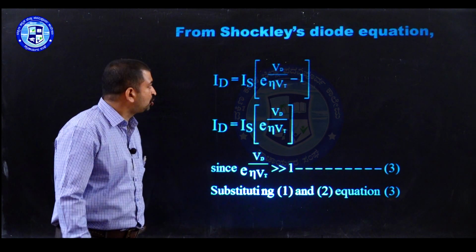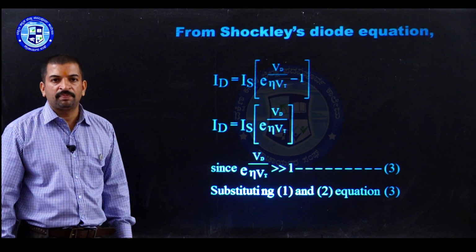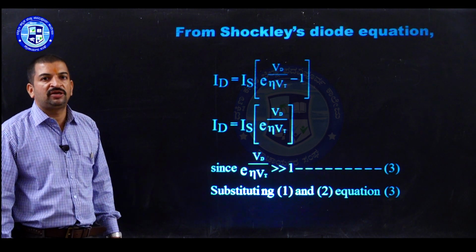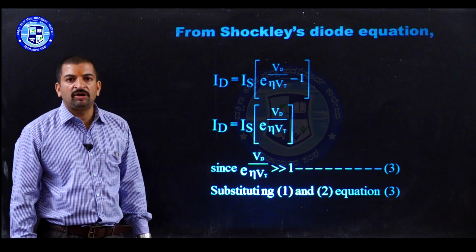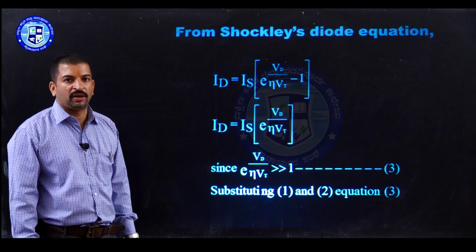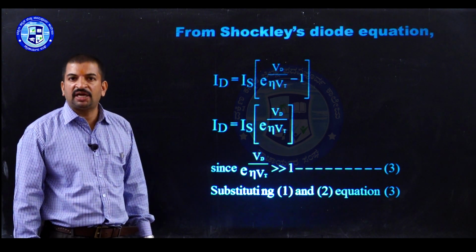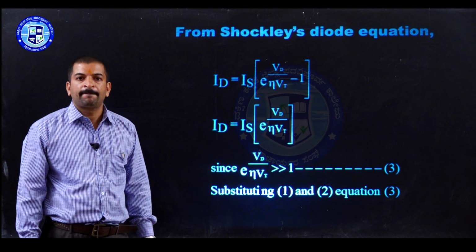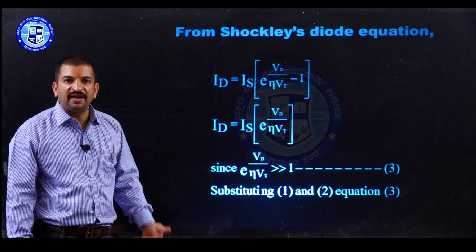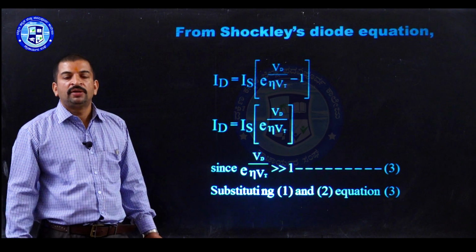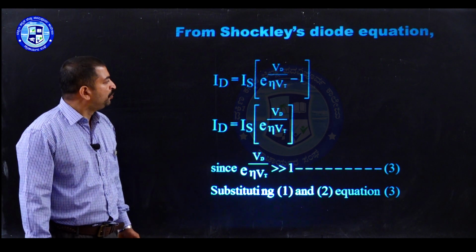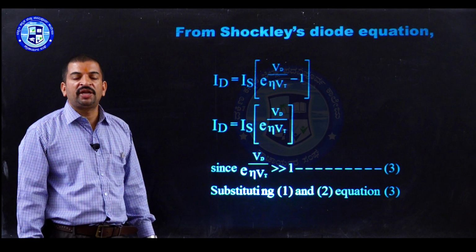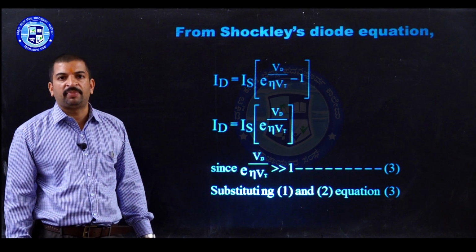Now, according to Shockley's diode equation, Id equals Is into e to the power Vd divided by eta Vt, minus 1, where Is is the reverse saturation current, Vd is the voltage across the semiconductor diode, and eta is called the ideality factor. Vt is the thermal voltage, or the voltage equivalent of temperature.